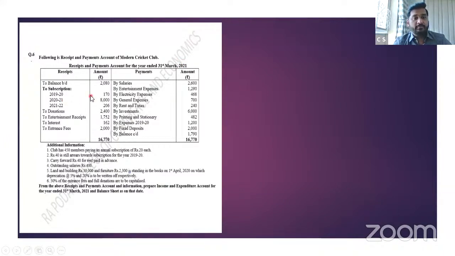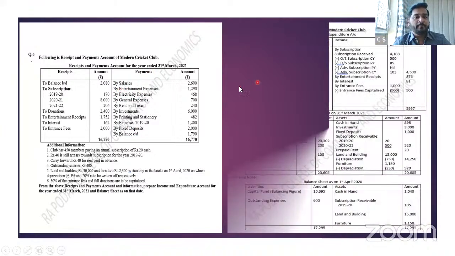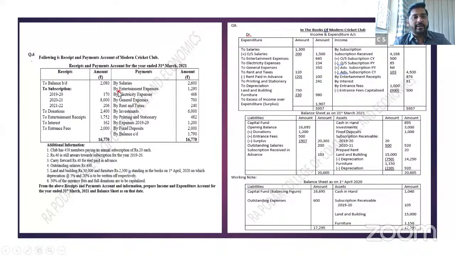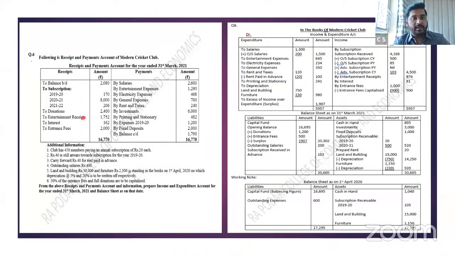you need to be very particular with writing subscription and the treatment of subscription. Okay, then special items like this. I've shown it both ways. If you see the solution, entertainment receipts and entertainment expenses. Ideally, entertainment expenses and entertainment receipts should be adjusted against each other. Meaning, if you have entertainment receipts, show them on the income side, deduct entertainment expenses, and show the net effect. Or you can do it this way.